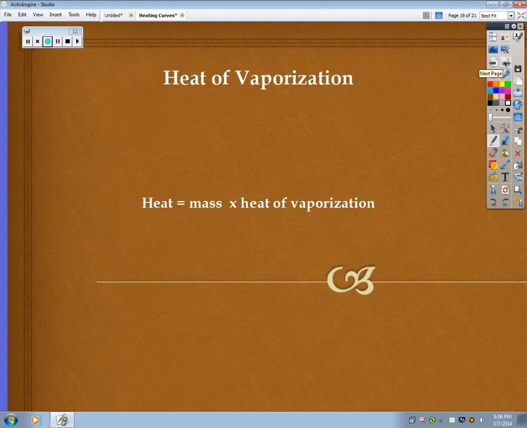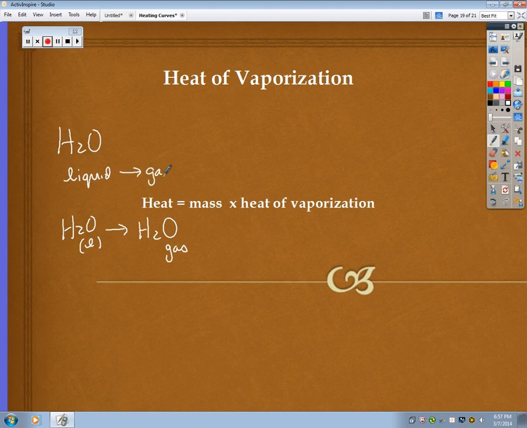Heat of vaporization. Well, if you think about water, it's easier to melt ice than it is to take water that's a liquid, right? We write water with a liquid like this, to go to gas, to steam. Or not even steam, just a gas. It evaporates. So what's it going to do? What's it going to take?